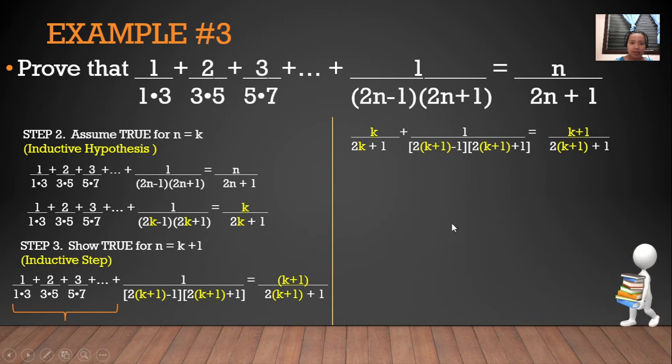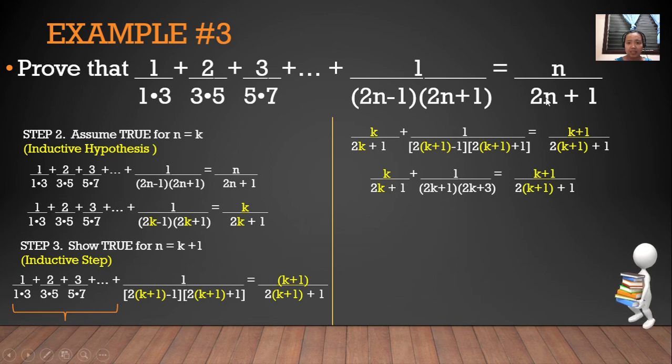Let us copy. And then the next step is, let's simplify the inner parts of the bracket. So we have 2 times k is 2k. 2 times 1 is 2 minus 1, so that becomes 1. So 2k plus 1. Next, 2 times k is 2k. 2 times 1 is 2 plus 1, that becomes 3. So we have 2k plus 3.